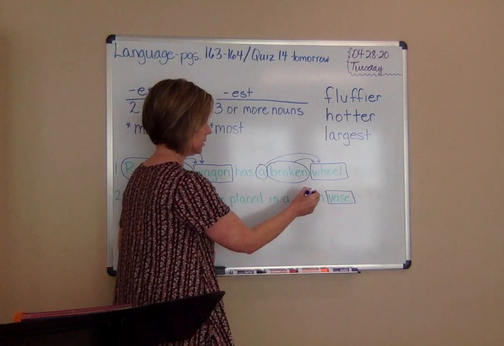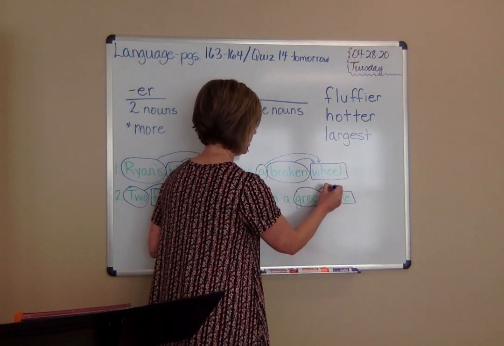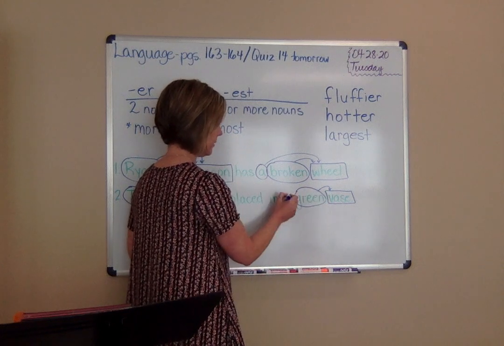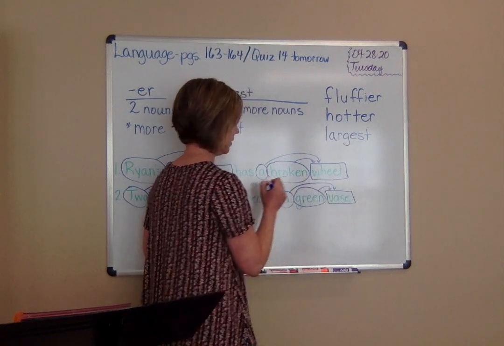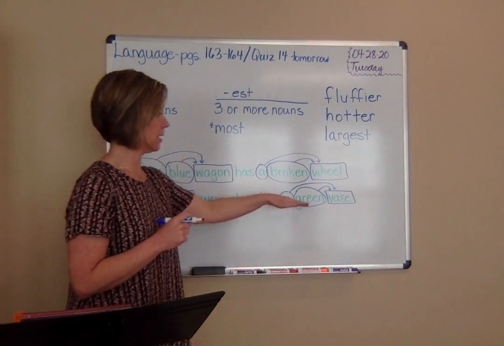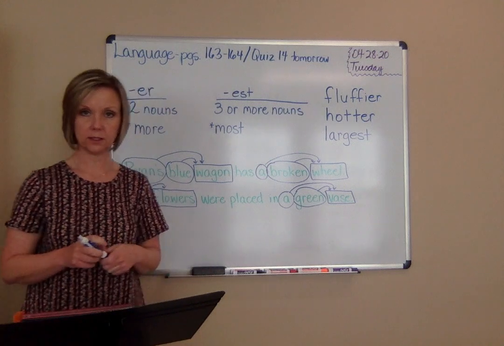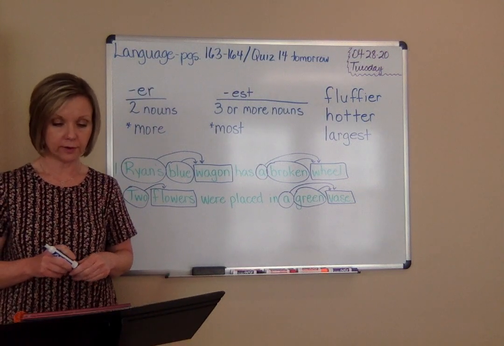Does green describe vase? Absolutely. Does a describe vase? Absolutely. A, an, or the. So 2 describes flowers. Green describes vase. I'm going to let you finish 3, 4, and 5 on your own.